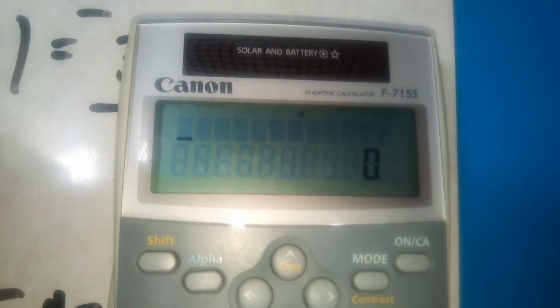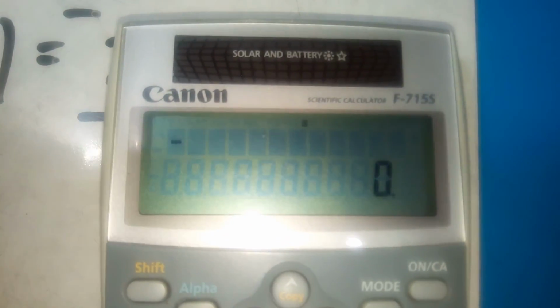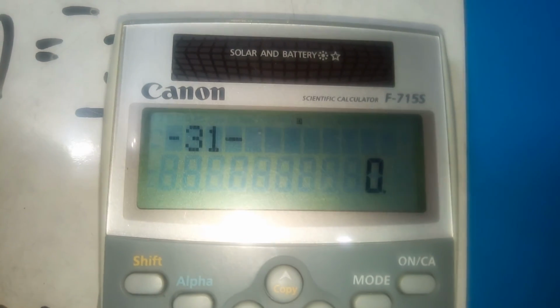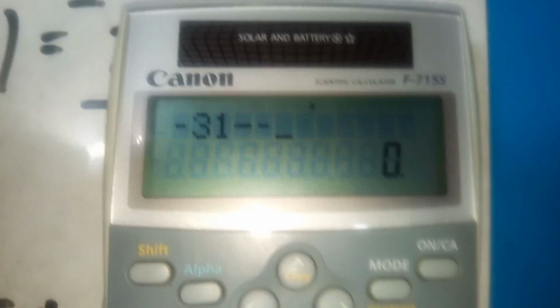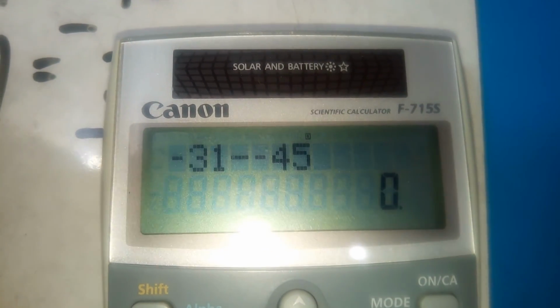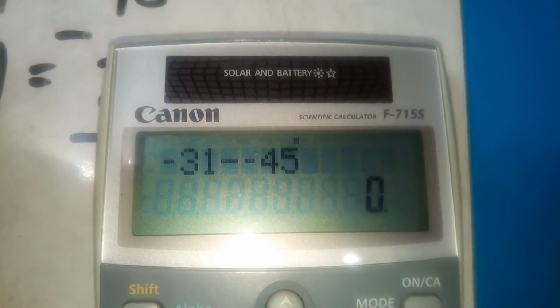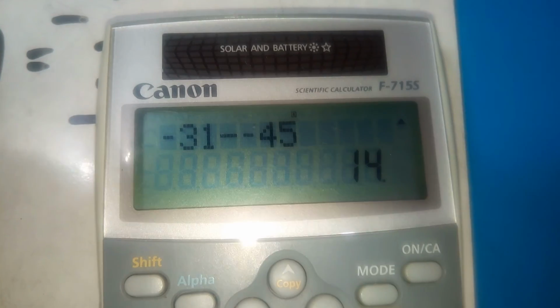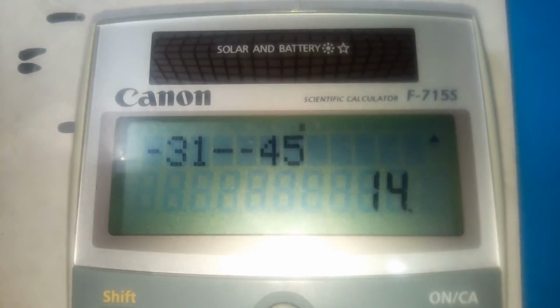Again, let's check. Negative 31 minus negative 45 equals 14. It's also 14, so that's correct.